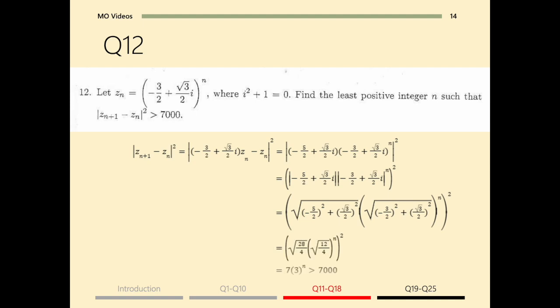Because the magnitude of the product is the product of the magnitudes, we want to express Z_{n+1} minus Z_n as a product. Since Z_{n+1} is negative 3 over 2 plus root 3 over 2 i times Z_n, Z_{n+1} minus Z_n is then equal to negative 3 over 2 plus root 3 over 2 i minus 1, times Z_n. Since Z_n is itself a product, we can then find the magnitude of each individual part and find that the whole expression is equal to 7 times 3 to the power of n, and we want this to be more than 7,000, so we can easily solve this and find that n is more than or equal to 7. Therefore, the answer is 7.